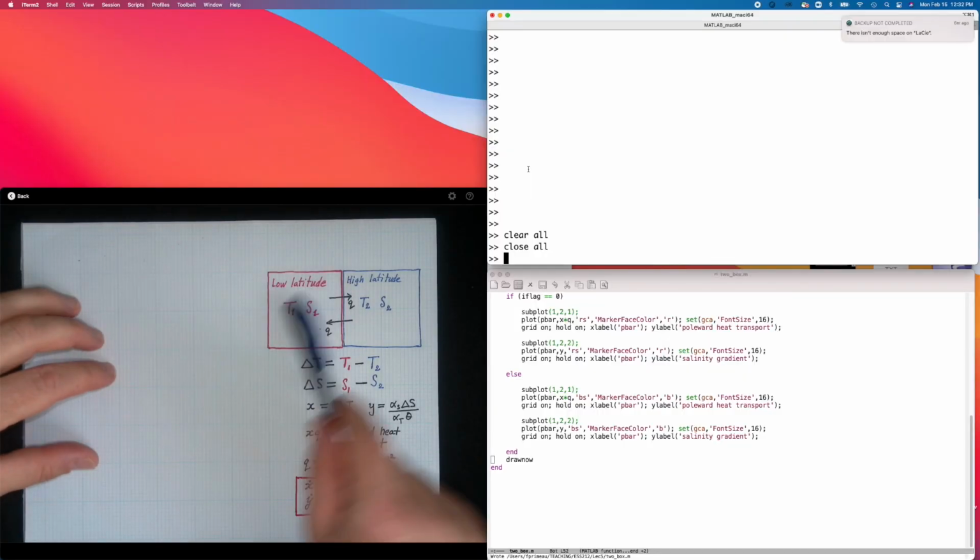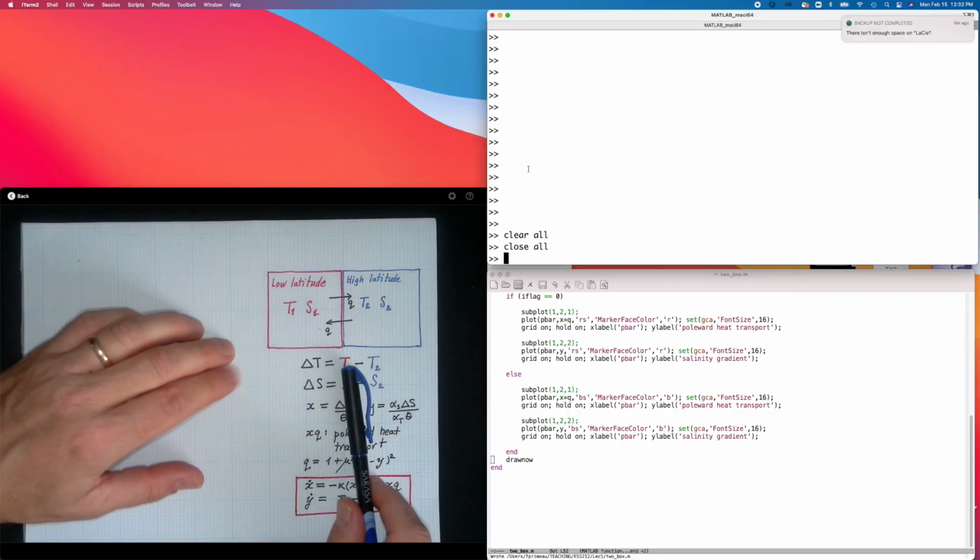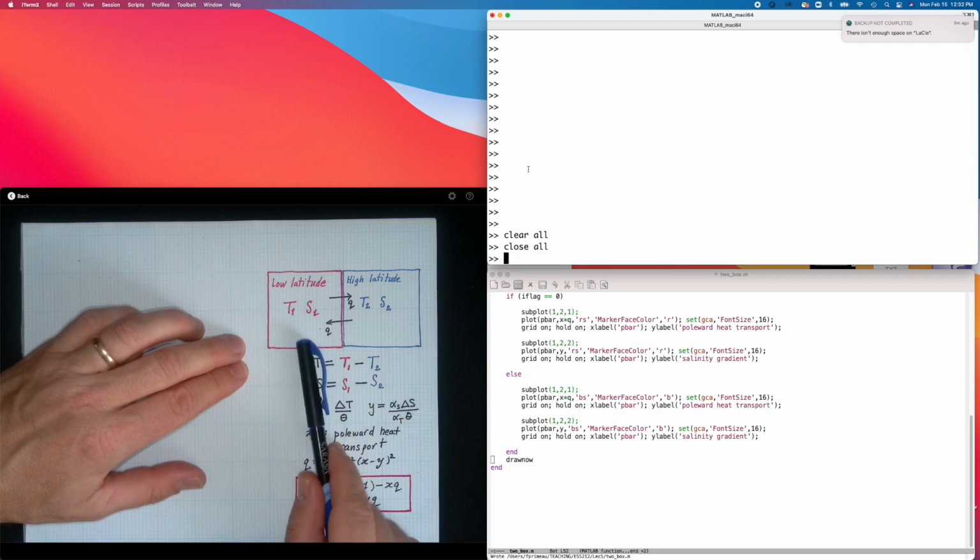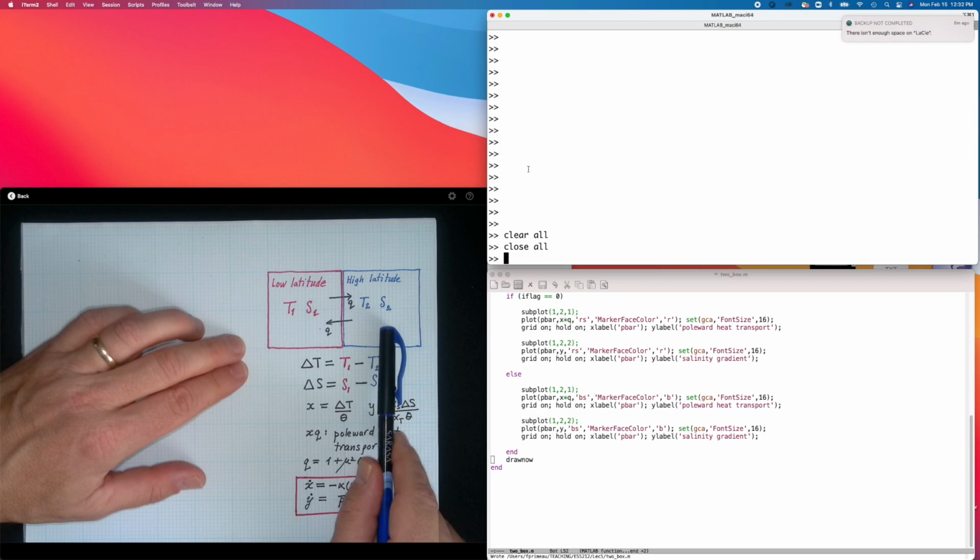I want to talk a little bit more about the two-box model for the thermohaline circulation. And I've recopied a picture of the box, the setup of the model. So there's a low latitude box with temperature and salinity, and a high latitude box with temperature and salinity.